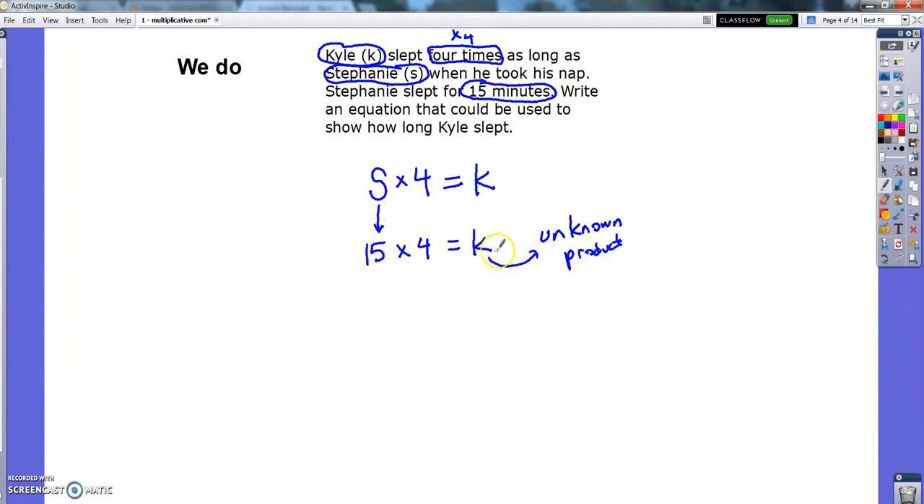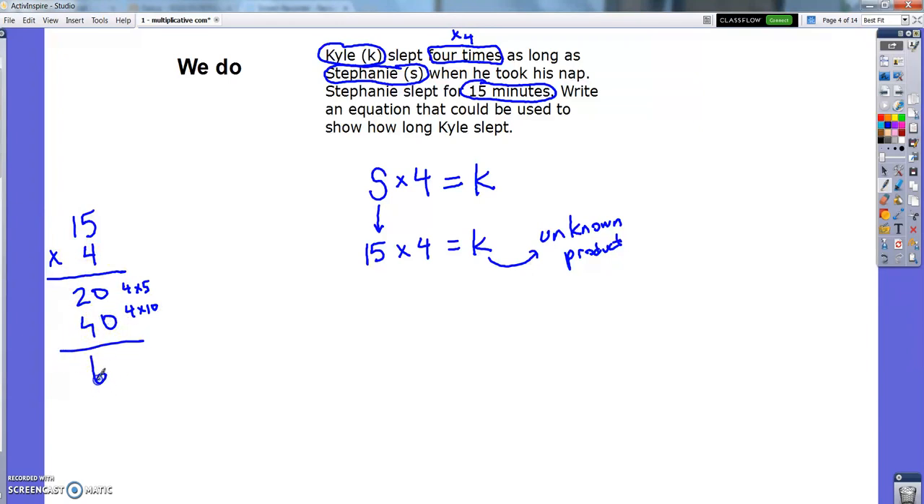So now I'm all ready to do the math and just figure it out. 15 times 4 is going to be Kyle's nap. We know a couple strategies to figure that out. I can do partial products, 15 times 4. My first partial product would be 4 times 5, which is 20. And then my second partial product would be 4 times 10, which is 40. And so I'm going to find out that Kyle's nap was 60 minutes.